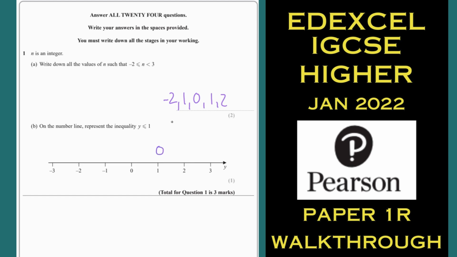0 is an integer. On this number line, the inequality y is less than or equal to 1. It's got the equal to bit, so it needs to be a closed circle. And I've read the mark scheme, by the way. If you only draw a line, it must extend beyond the -3. It's quite specific, to be fair. But my advice, stick an arrow on it and it's all good.